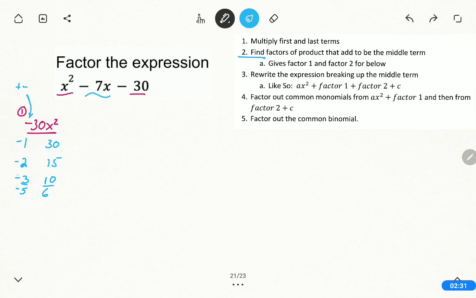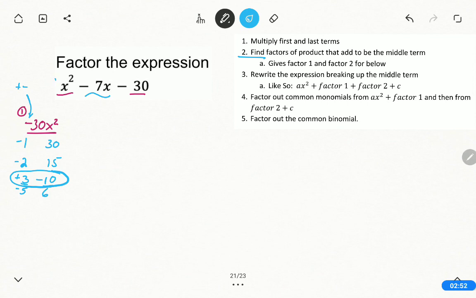So let's just swap the signs. So positive 3 and negative 10 add to be negative 7. And it still multiplies to be our negative 30. So we found our correct combination. So from here, we can continue.